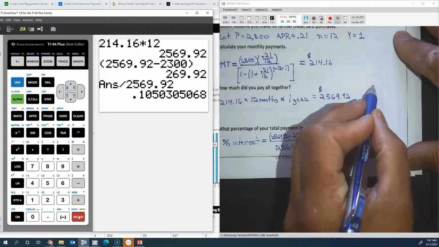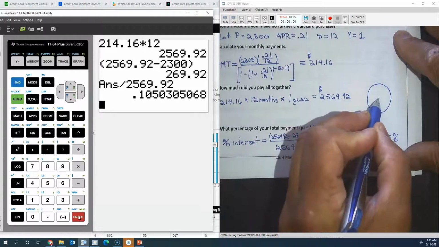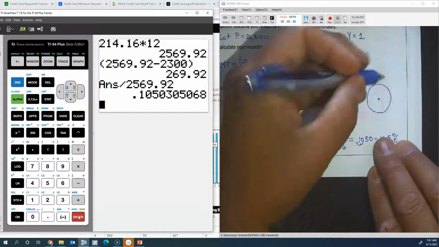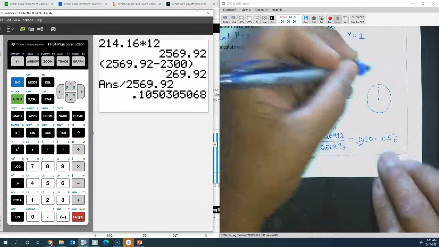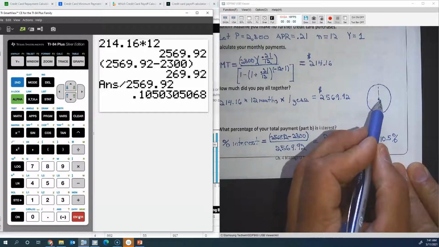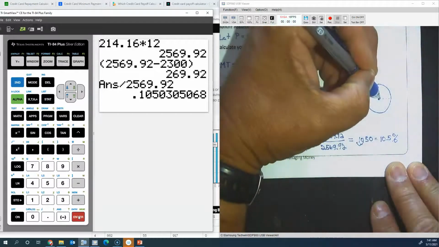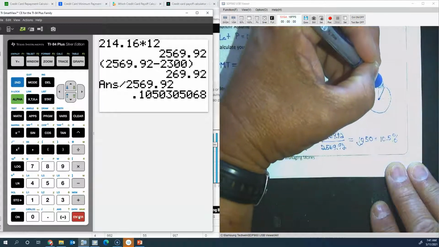So if we were thinking of this as a circle, this would be 25%. So I'm going to kind of guess that 10% looks something sort of like that.